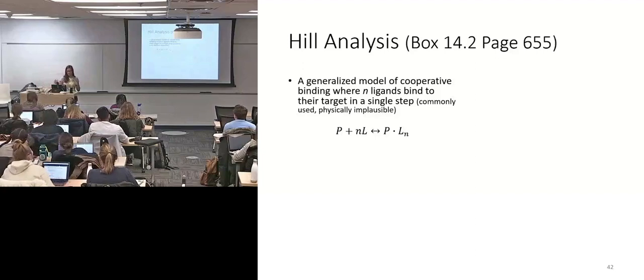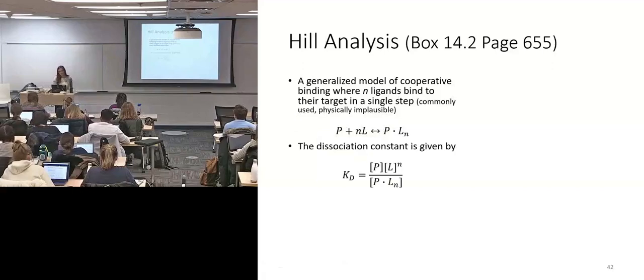But for this generalized initial introduction to what we're talking about, you could write this as your protein plus n number of ligands. There, n is sort of a stoichiometric number, and then they're complexed now. Hill analysis, commonly used, physically implausible, but we still use this model.